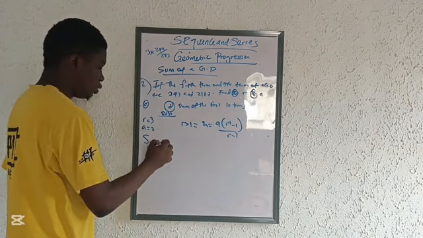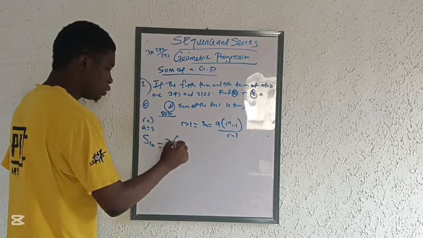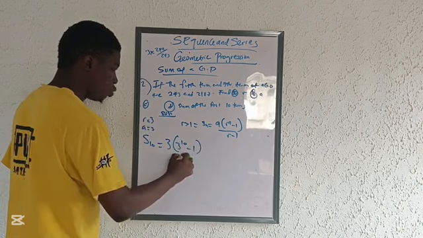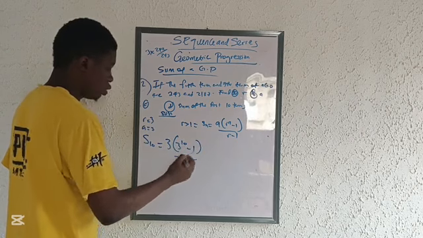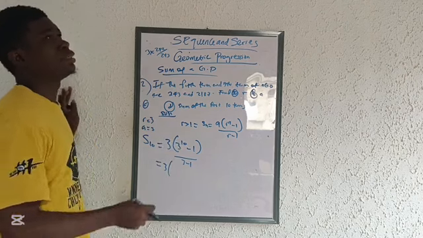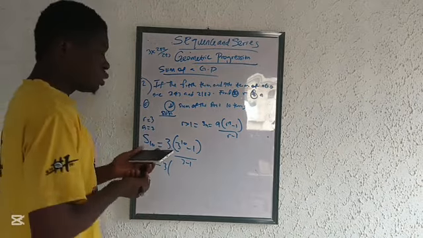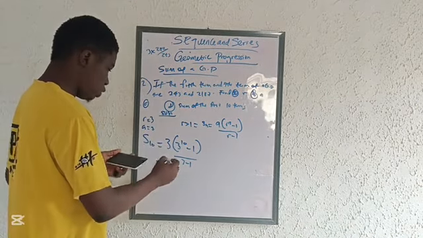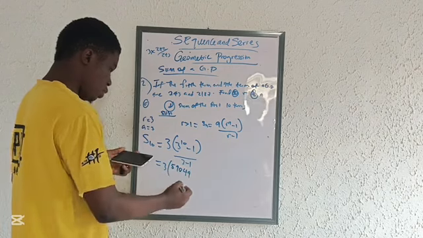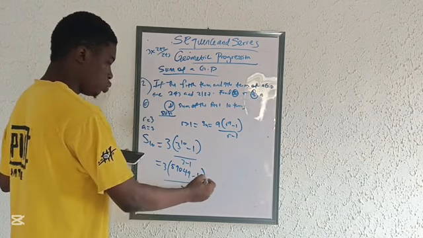So S10 equals to A, which is what? 3. R is what? 3. Our n is what? 10. Minus 1, over 3 minus 1. So we have 3. Now this will be the problem. 3 to the power 10. Use your calculator. 3 raised to the power 10 is 59049, minus 1. So 3 minus 1 is what? 2.